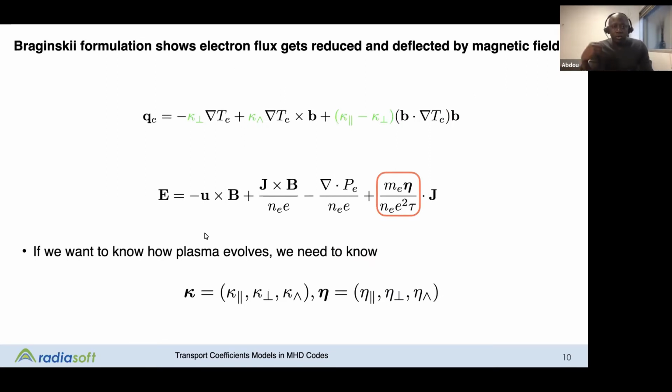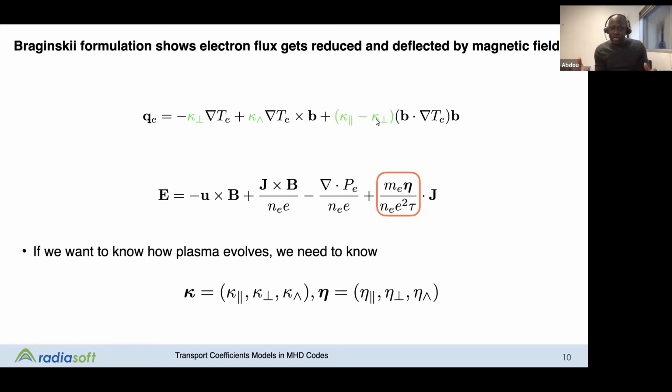Okay, so now let's look at the heat flux. For the heat flux formulation, we can look at the formulation from Braginskii, which basically shows how the heat flux depends on the different transport coefficients. So you have the perpendicular coefficients here, that act to reduce heat flux. The cross coefficients act to deflect heat flux, and then you can see how the difference between the parallel and perpendicular also impacts the heat flux in your plasma.